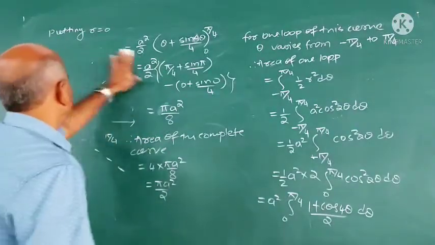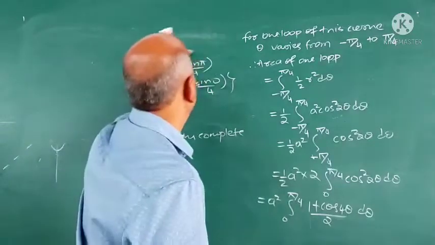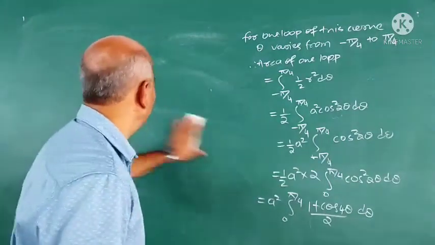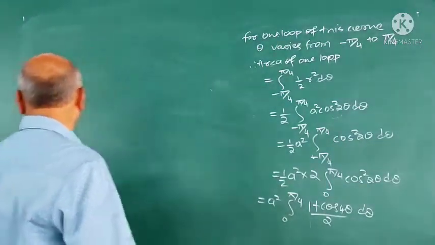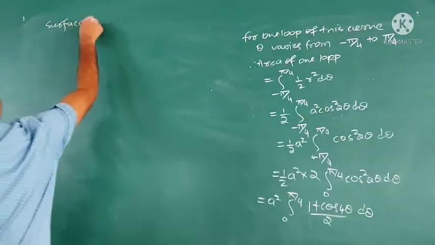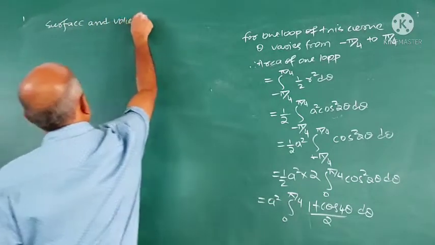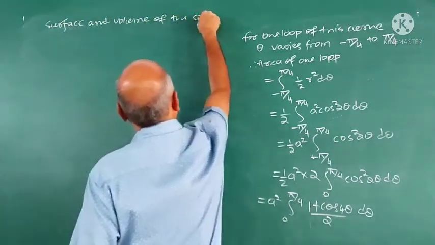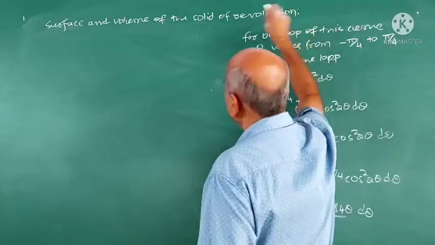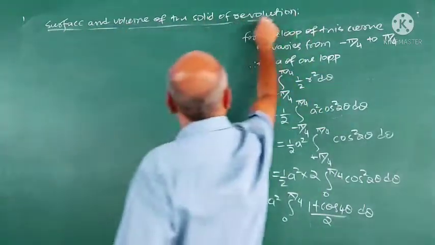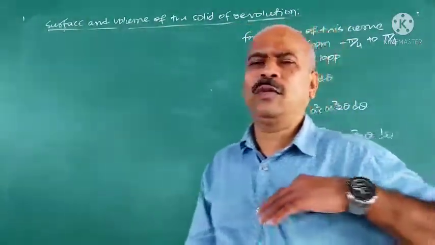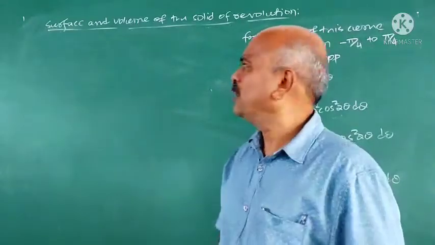Next is surface and volume of revolution. To derive the formula for surface and volume of the solid of revolution. Solid of revolution. This is the last topic for you. Application: we use definite integrals here to find this. As in the case of the first two applications, we derive the formula first.